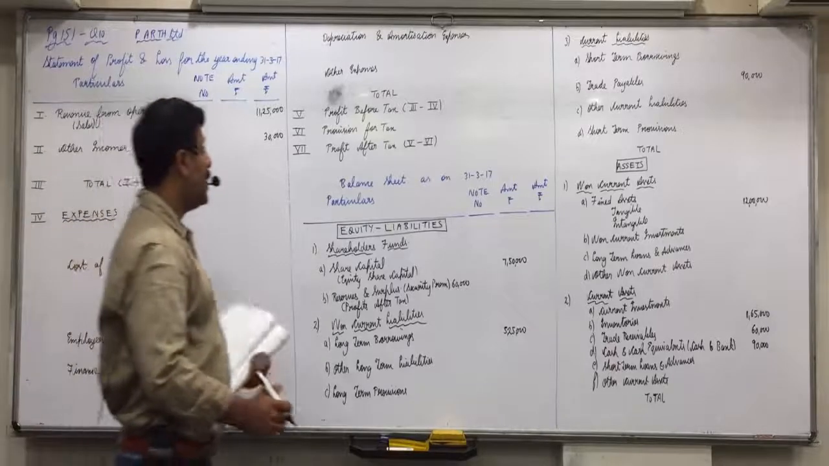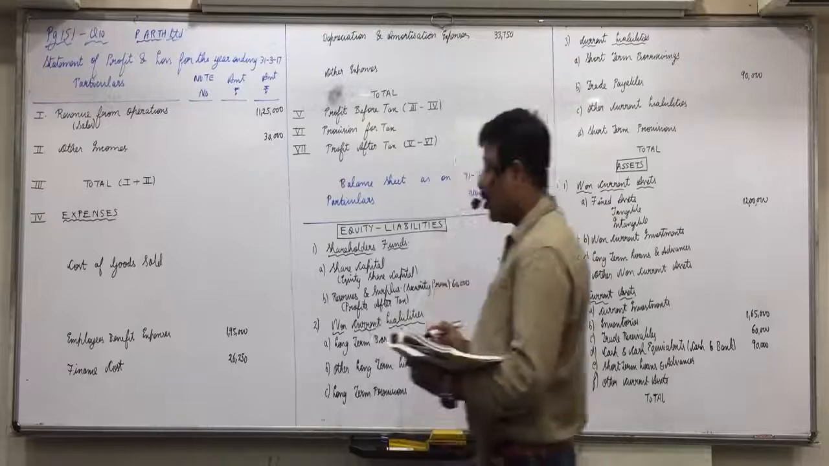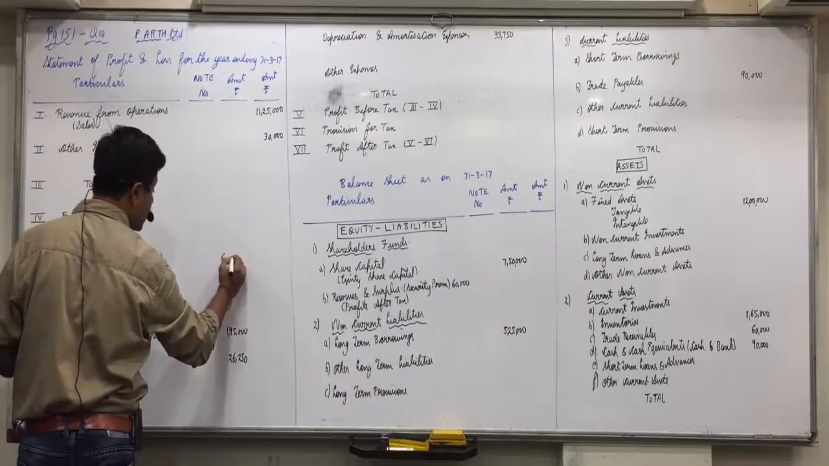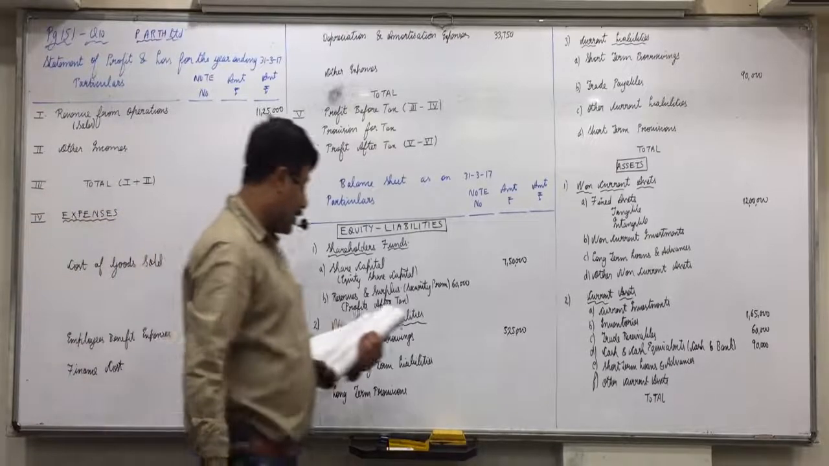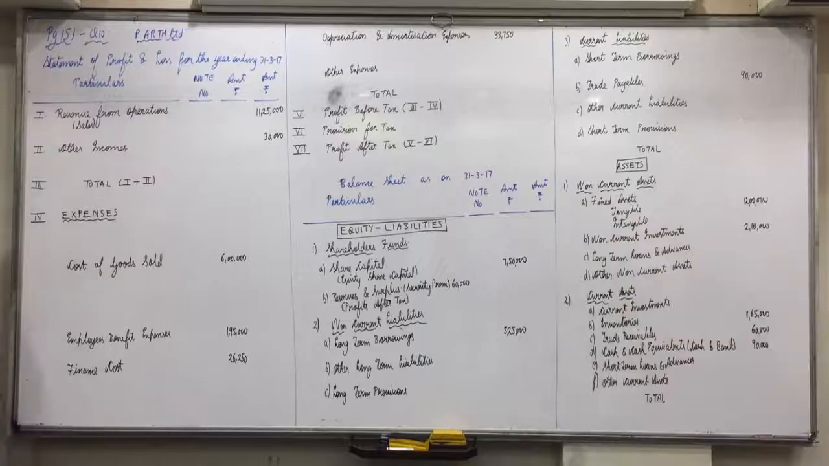Depreciation, directly against depreciation and amortization, 33,750. Cost of goods sold, directly against cost of goods sold, 6 lakhs. And again non-current investments, directly against that, 2,10,000. Understood this? Complete it fast, those who are still writing it. Raise your hand if you are still writing up till non-current investments. No adjustments are there here.